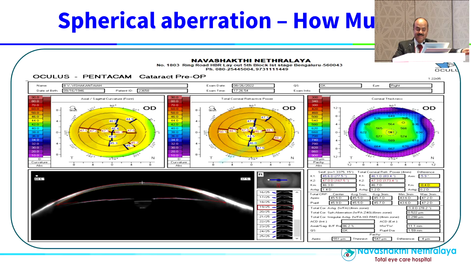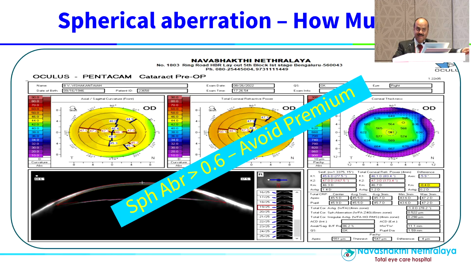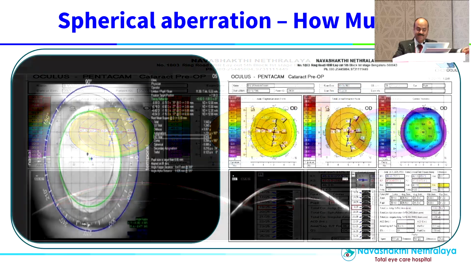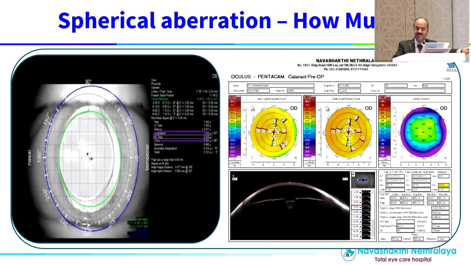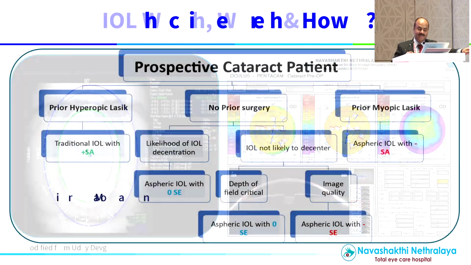Where do we look at it? Just like what I showed in my previous slide, I have a Pentacam. I look at the spherical aberration there. A better thing would be to use an iTrace, like what I said. Anything above 0.6, avoid all advanced IOLs. It's not just the IOL that provides vision to the patient. In the previous talk, we have emphasized there are a lot of things. One of them happens to be the spherical aberration.